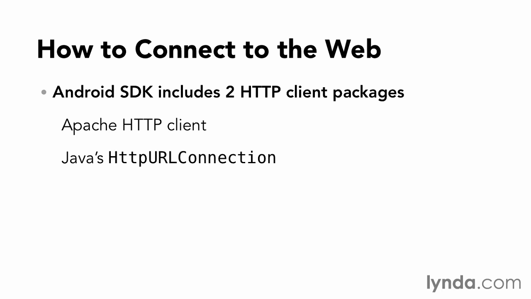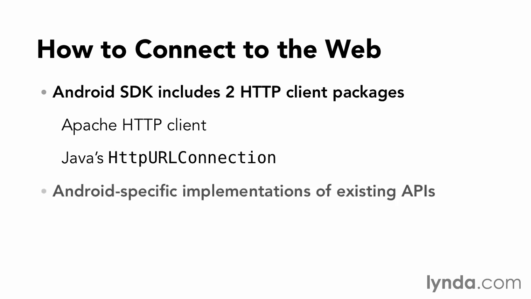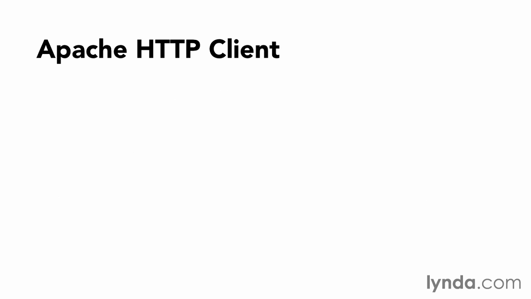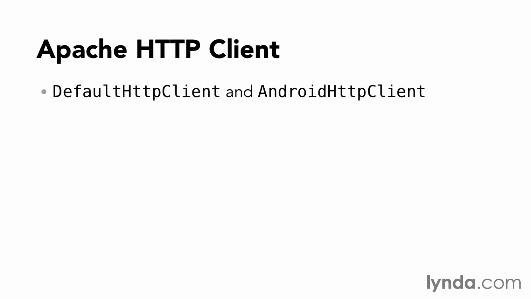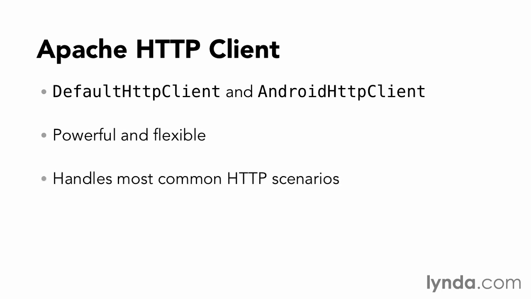Both follow existing API models, so if you're accustomed to using these models in other Java environments, you'll find these instantly familiar. But as with everything in the Android SDK, the implementations are specific to Android. The Apache HTTP client consists of two main classes, DefaultHttpClient and AndroidHttpClient. These are both extensible Java classes. The Apache API is powerful and flexible, but it's also very large and complex. It handles most common HTTP scenarios and all HTTP request methods.